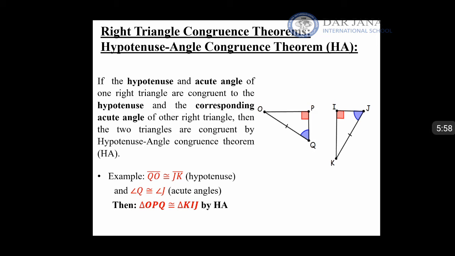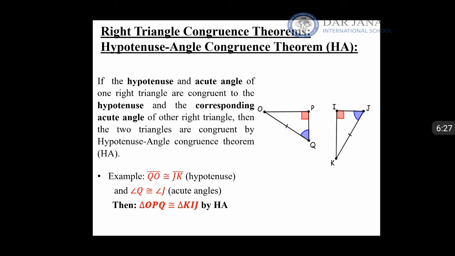So let's see what we have in this figure. We have QO congruent to JK. If you notice, QO is the hypotenuse of the first triangle and JK is the hypotenuse of the second triangle. So we have the hypotenuse in the first triangle congruent to the hypotenuse in the second triangle. So we need the hypotenuse, check. We also need the acute angle. So we have angle Q congruent to angle J.